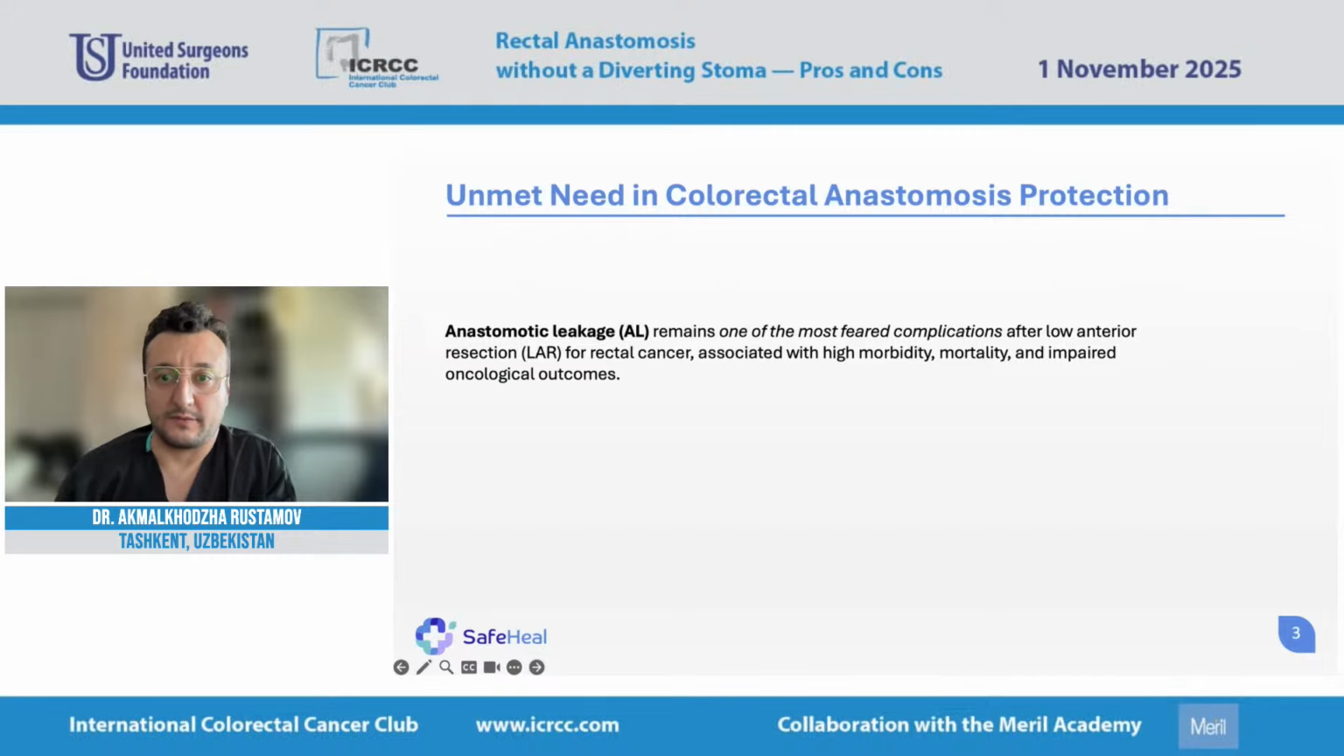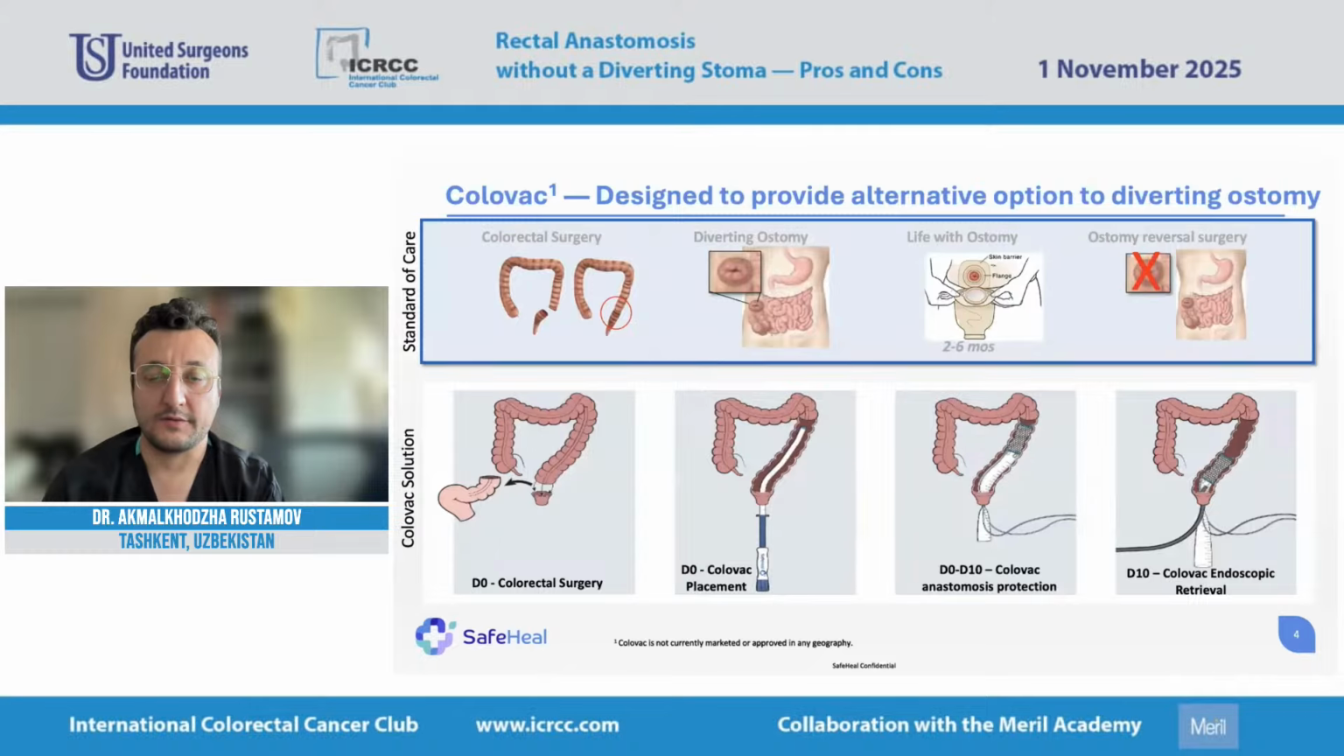Anastomotic leakage remains one of the most serious complications after low anterior resection, with rates still ranging from 5 to 15%, despite modern techniques. To reduce this risk, most surgeons perform a temporary diverting ileostomy, diverting stool away from the anastomosis. After surgery, patients live with the stoma for several months, usually 2 to 6 months, before a second reversal operation is performed. But this protective measure comes at a cost.